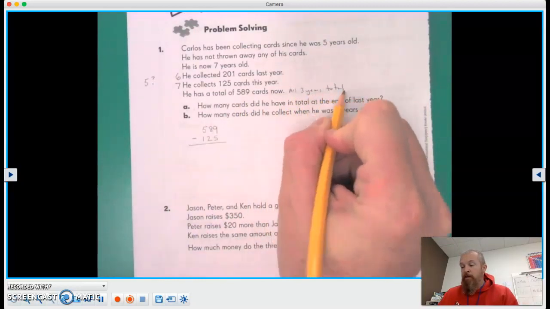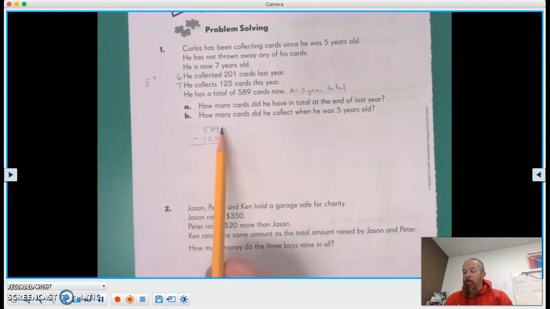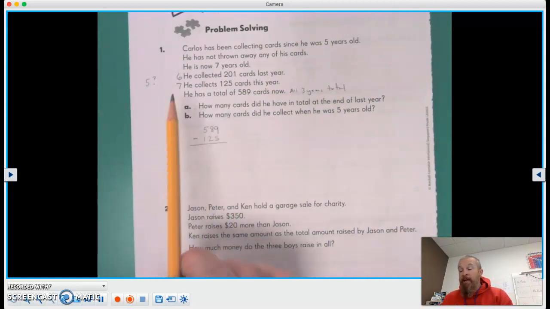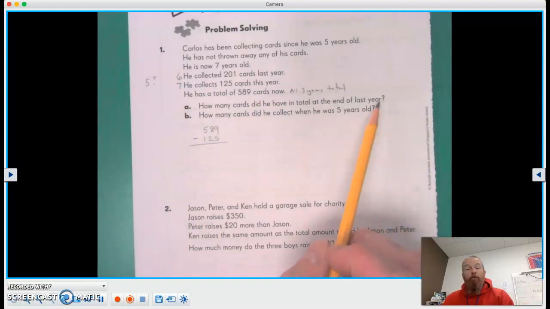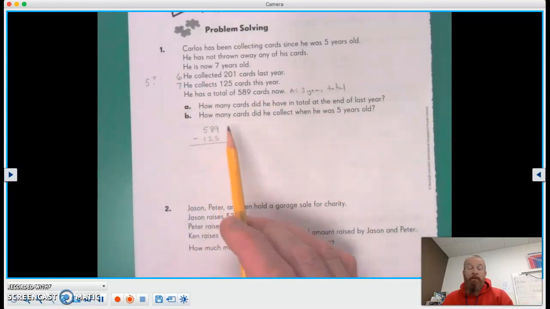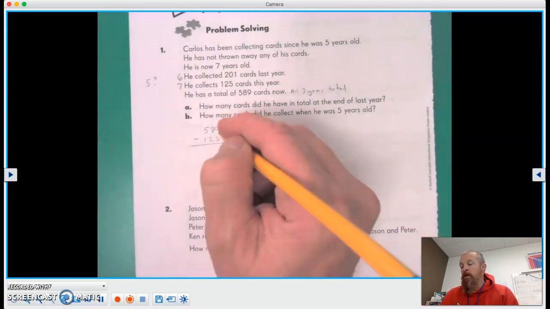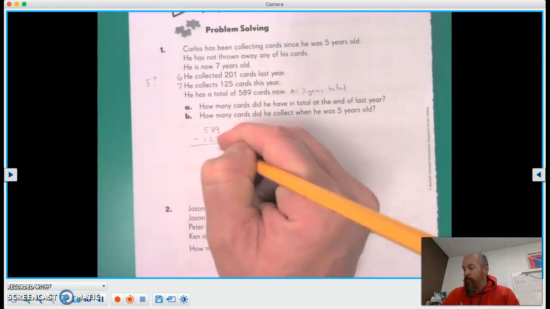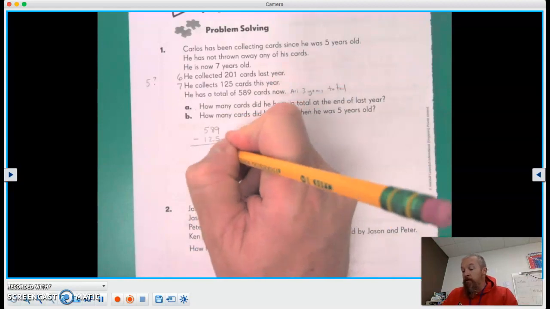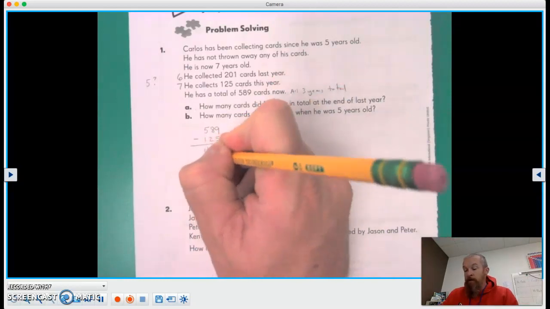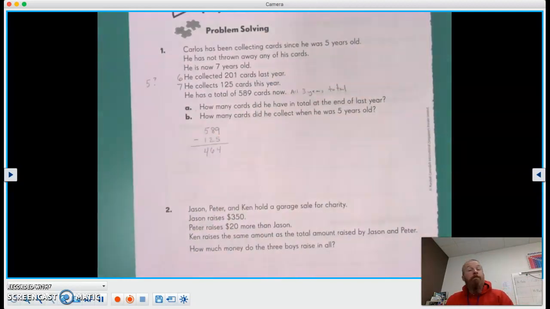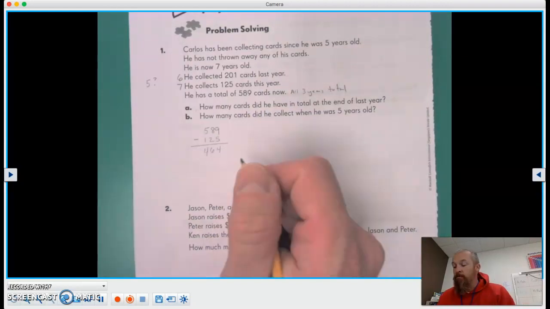Right? So if we take his total, which is 589, and we take away what he did this year, that will show how many cards he had total his first 2 years. So 9 minus 5 is 4, and 8 minus 2 is 6, 5 minus 1 is 4. So he had 464 cards.